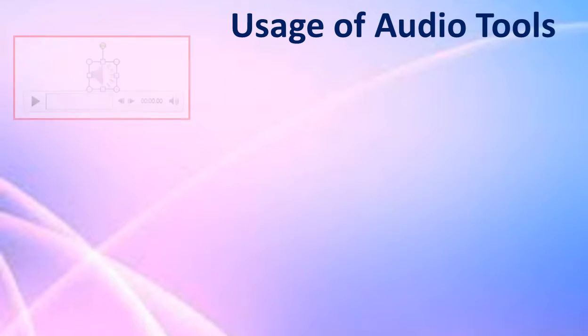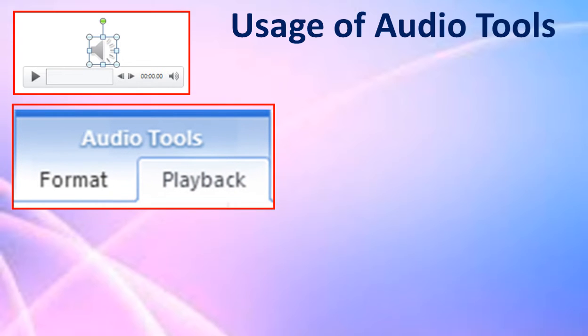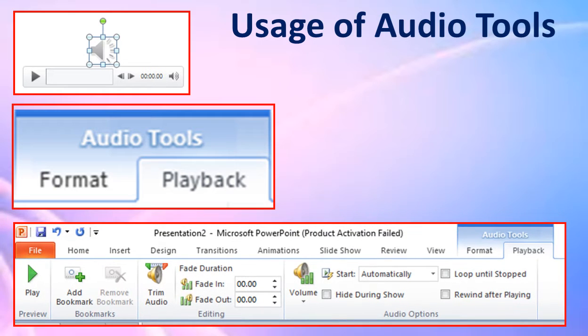Usage of audio tools. When you insert a music file into your slide, you will find a speaker icon like this coming up, which tells you that the file is inserted. When you insert this, you will find two additional tabs, format and playback, coming up as audio tools. When you click on the playback option, you will find a lot of groups like preview, bookmark, editing, audio options. And in the audio options, you can always adjust your volume.